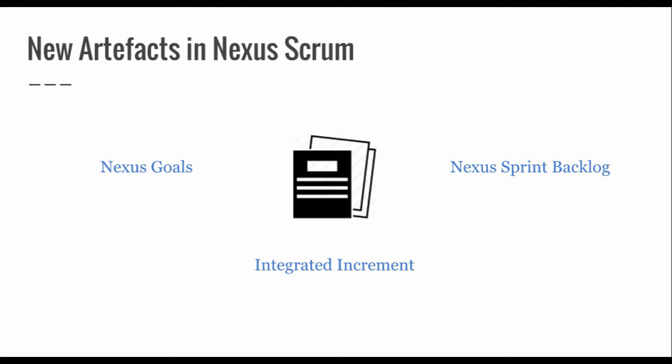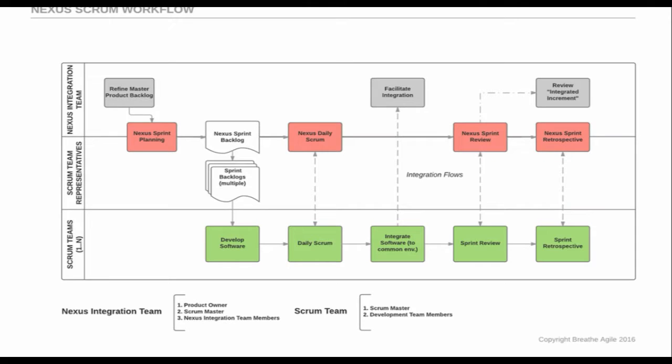And finally, coming to the Nexus Scrum artifacts, the first one is Nexus Goals. These are goals targeted for the Nexus Sprint, so it's a collection of goals from the individual Scrum teams. The Nexus Sprint Backlog is a master backlog of everything expected out of the current Nexus Sprint. And then the final one is the integrated increment, the integrated and tested deliveries from all participating Scrum teams.